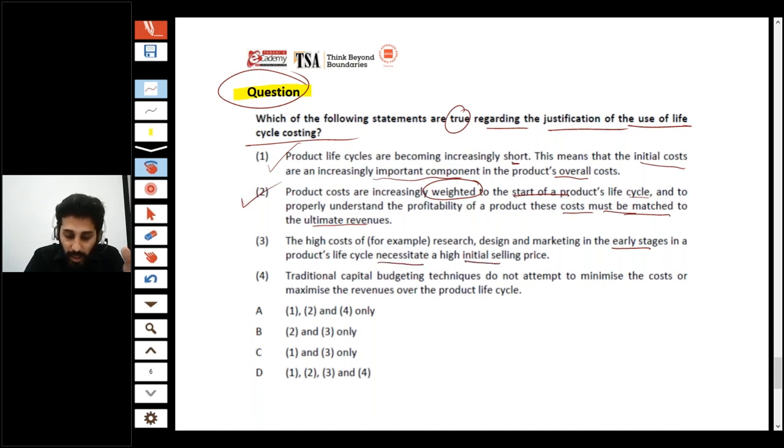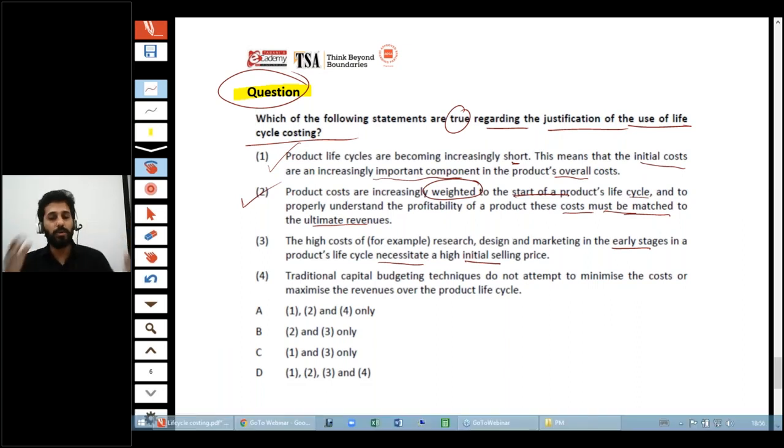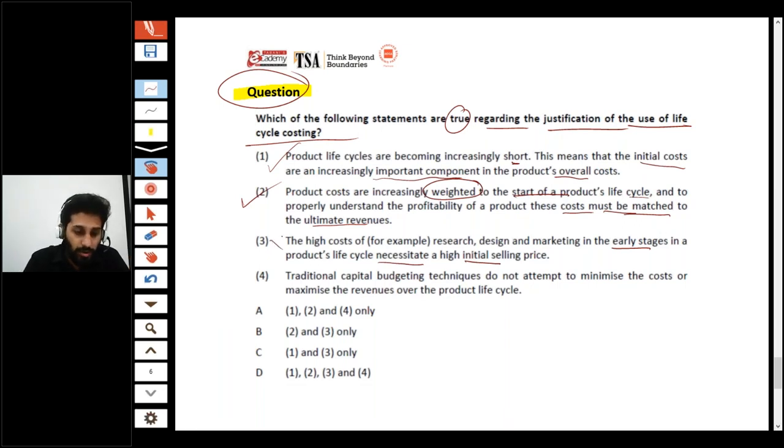Number three, the high cost, for example research in the early stages in the product life cycle, necessitate a high initial price. It is not true because life cycle is not about setting the selling price. Life cycle is about estimating, linking the cost to the revenue. So it does not mean that you have to launch your product with a high initial selling price. It's about matching the cost with the revenue. So this statement is not correct.